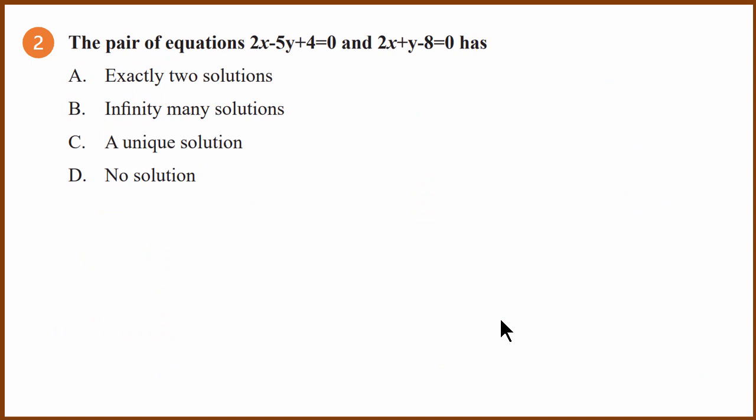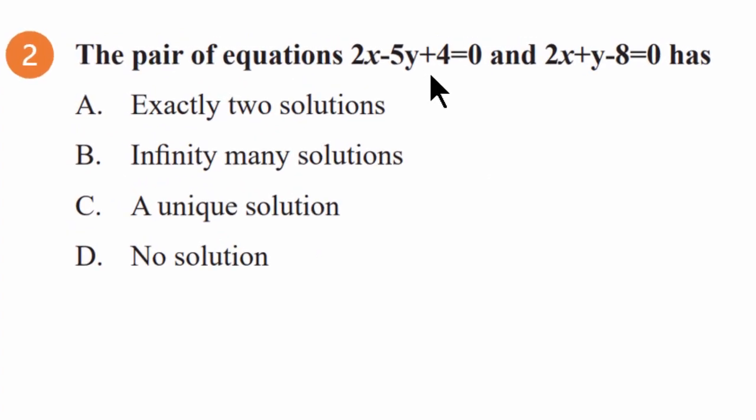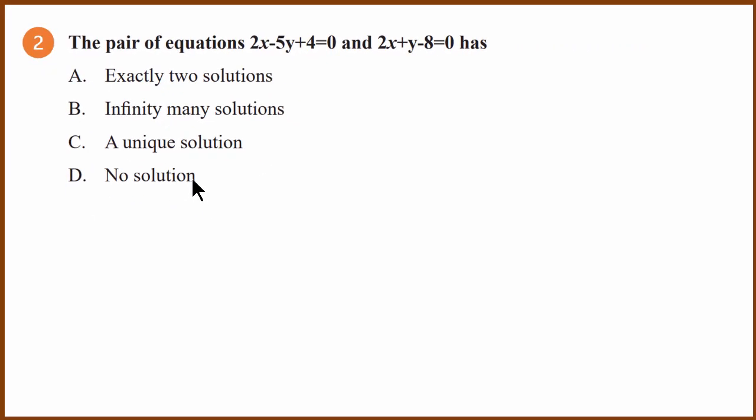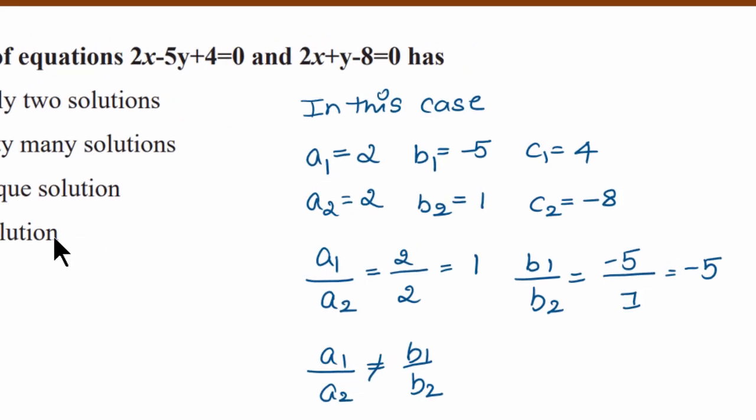Second question. Again, pair of linear equation question. What's the question? The pair of equations 2x minus 5y plus 4 equals 0 and 2x plus y minus 8 equals 0 has exactly 2 solutions, or infinitely many solutions, or a unique solution, or no solution. To solve this problem, we have to write coefficient and ratio. Coefficient ಮತ್ತು ratioನ ನಾವು ಬರಿಬೇಕು.